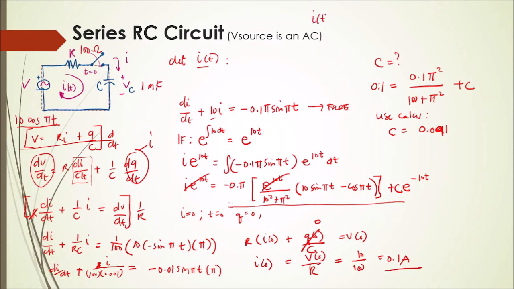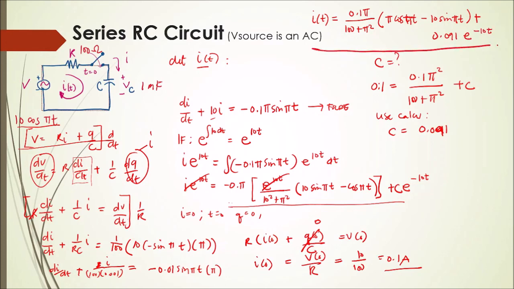I of t is equal to 0.1 pi over 100 plus pi squared, times pi cosine pi t minus 10 sine pi t, plus 0.091 e to the negative 10t. So this is our current.